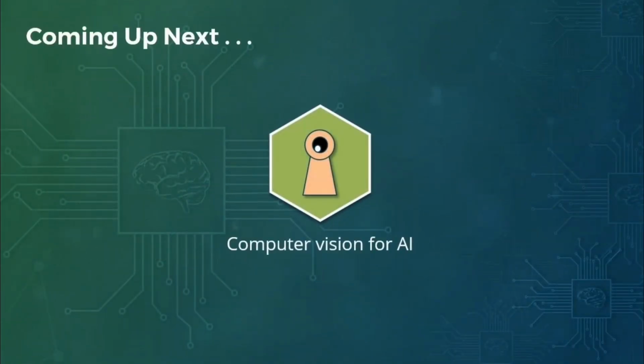Coming up next is the Computer Vision for AI course. In this, we will see how computer vision is currently used across various industries, and we will see some of the specific examples along with comprehensive and interesting demos.